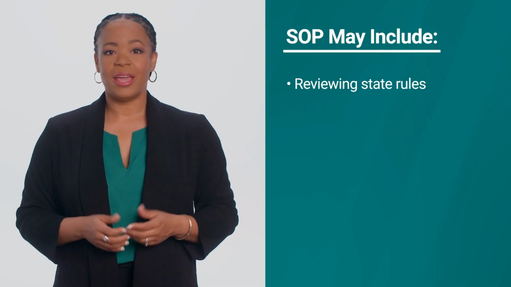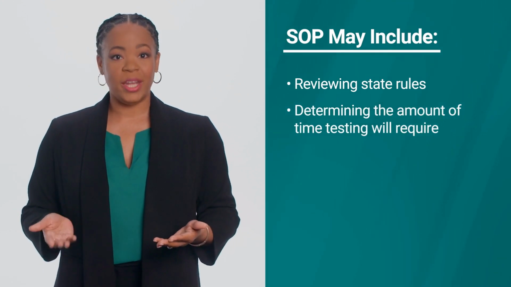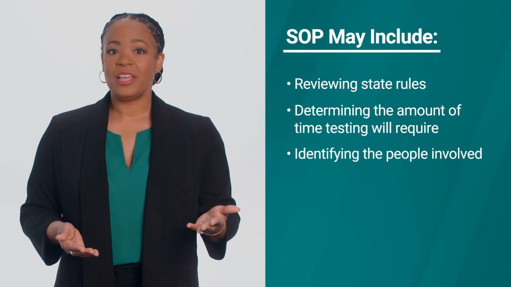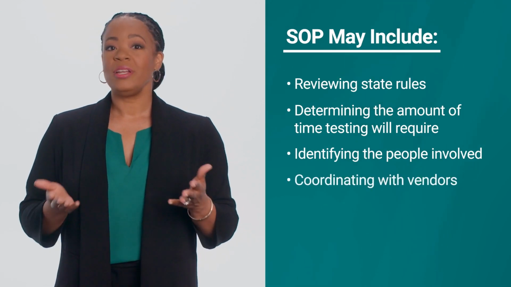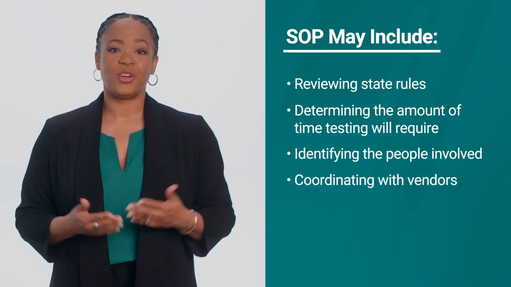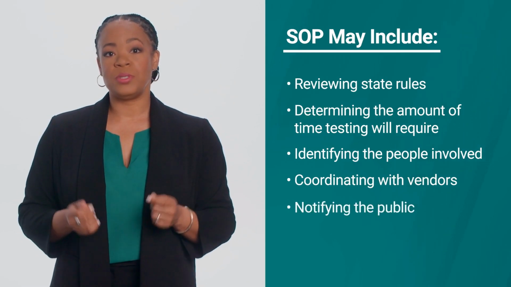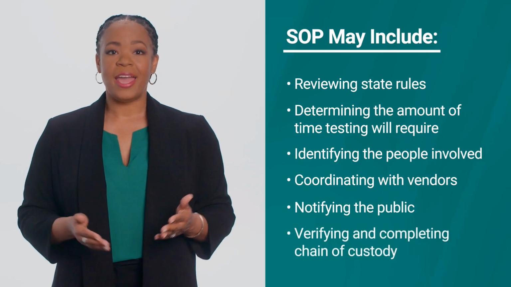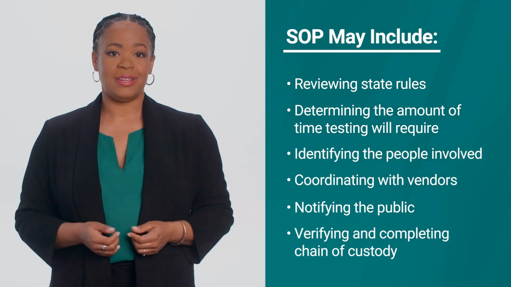A standard operating procedure for L&A testing might include reviewing state rules and other requirements, determining the amount of time testing will require and when it will occur, identifying the people involved and ensuring their availability to assist, coordinating with vendors, other election officials, or other staff in your jurisdiction that are needed for support, notifying the public of opportunities to observe testing, and verifying and completing chain of custody information before and after testing.